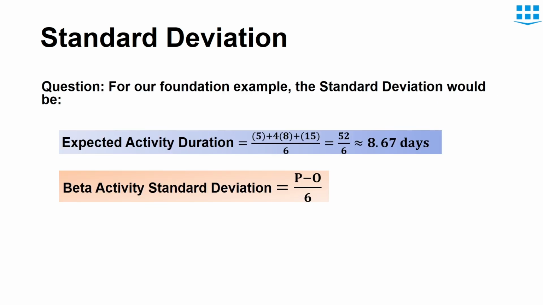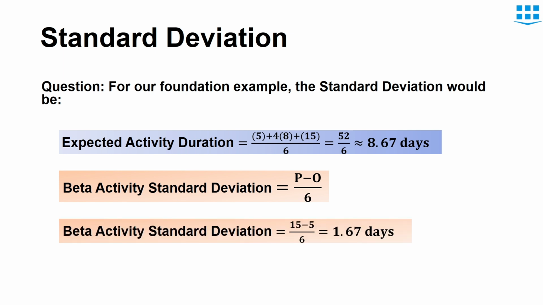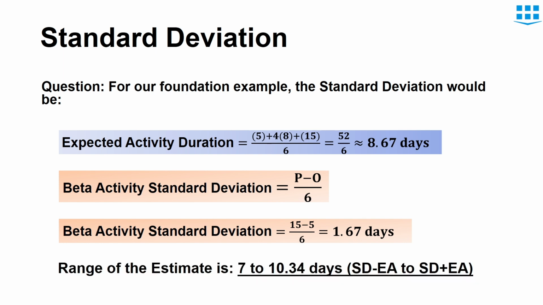Now using the same example, we will calculate standard deviation of the activity duration we just calculated. So putting in the values, the answer is 1.67 days. This 1.67 days of standard deviation shows that the calculated activity duration could be completed 1.67 days before the calculated value or 1.67 days after the activity duration. So our range of estimate could be like this. It could take minimum 7 days or maximum 10.34 days to complete the foundation work.